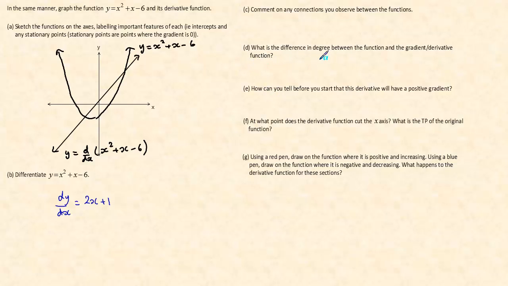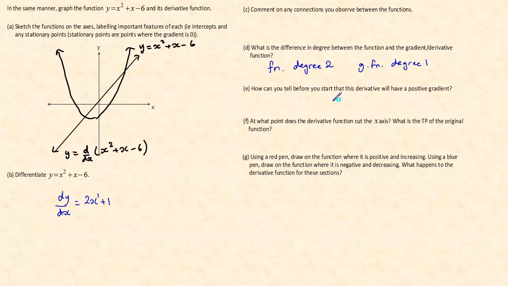What is the difference in degree between the function and the gradient derivative function? So the original function has degree 2 because it's a quadratic, so that's just the power on the highest powered term, and the gradient function has degree 1. It's linear, so the power on the highest term is 1.